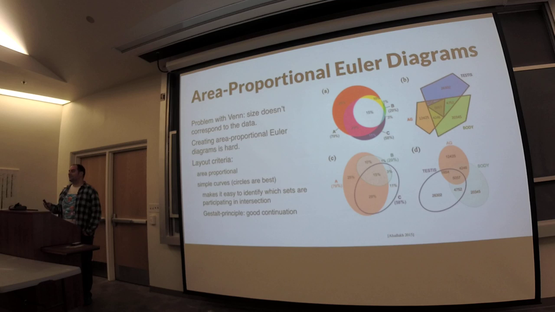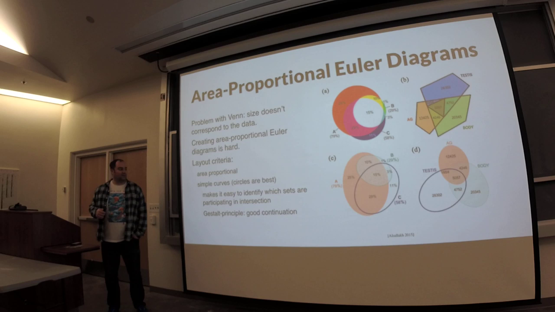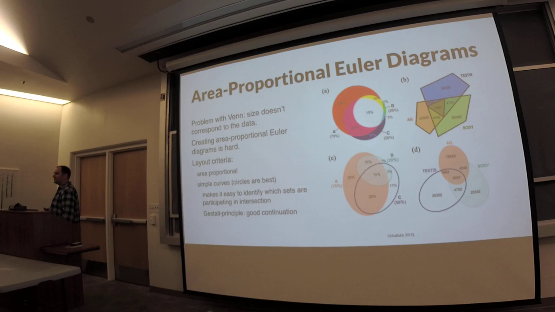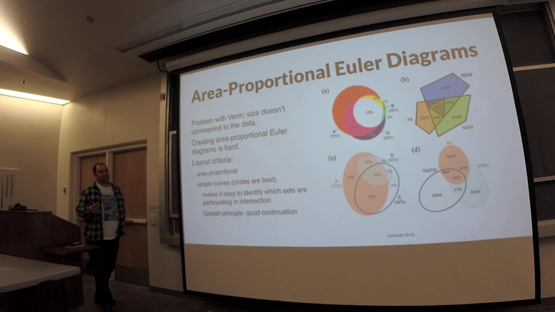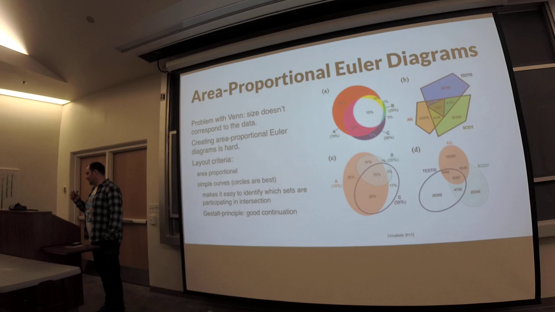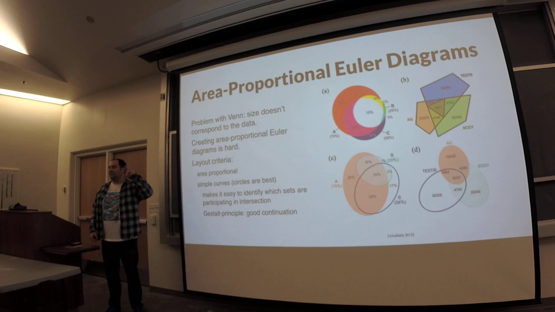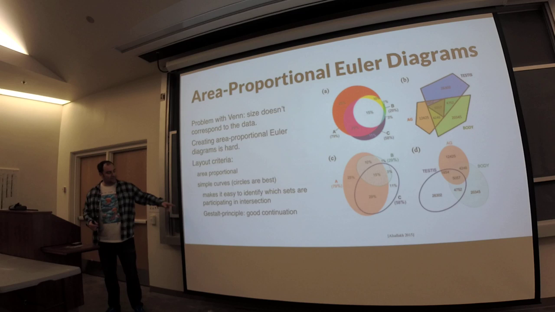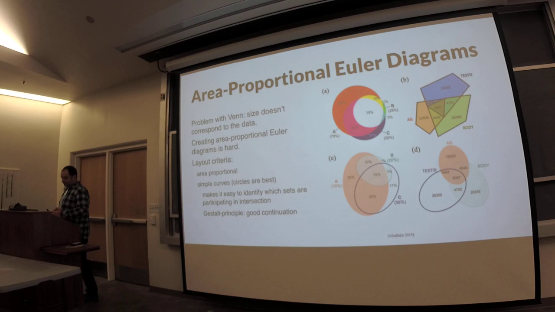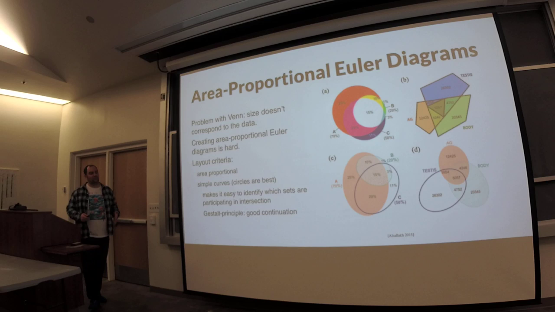be Euler diagrams. And it turns out that creating area proportional Euler diagrams is hard, especially for anything larger than 3. So there are approximation algorithms that are still fairly slow, but as usual, when we talk about some kind of layout, we can formulate optimization criteria. Obviously, area proportional is necessary. You do want simple curves because otherwise you get into these weird shapes where you can't really perceive the area. And it also makes it easier to identify which sets are participating in an intersection. You want good continuation and so on. And there are approaches to do this, I think, for up to 4 sets, but these are usually not perfect.